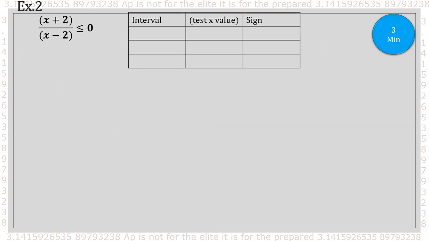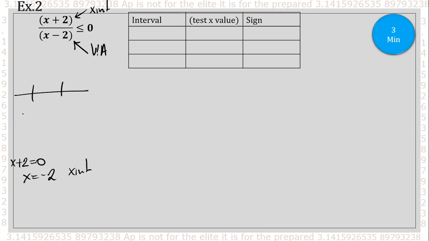So go ahead and pause the video and give this one a try. Okay, so this should be your x-intercept, and this should be your vertical asymptote. Okay, so I'm gonna go ahead and do my number line, right? Two little sticks, and according to this, my numerator, if I set it equal to 0, x plus 2 equals 0, so x equals -2 is an x-intercept, so at -2.